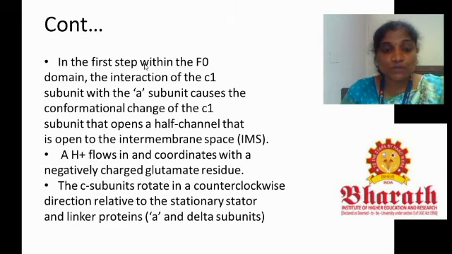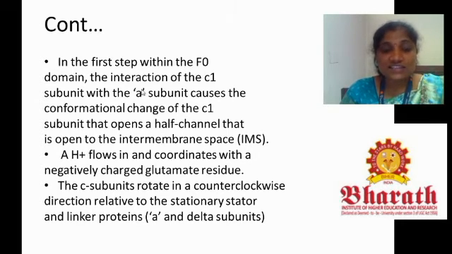In the first step, what happens occurs in the F0 domain. There will be an interaction of the C1 subunit with the A subunit. This interaction will cause a conformational change of the C1 subunit, which leads to the opening of the channel to the intermembrane space.